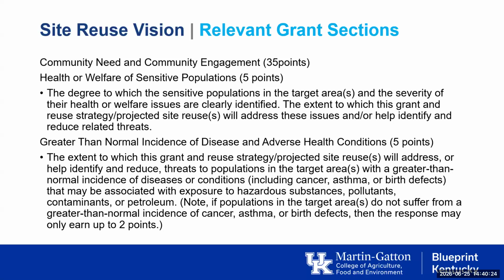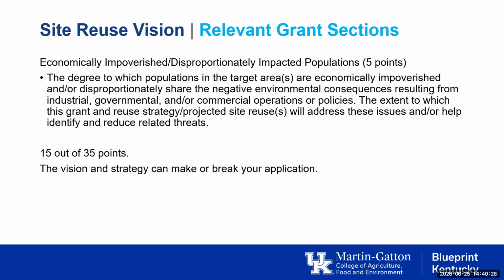But these two sections here each count for five, so 10 points in this. And then this economically impoverished, disproportionately impacted population section, also 5 points. Once again, it mentions your population and how the reuse strategy is going to address issues within the population. So here's another instance where your reuse strategy plays into 15 out of 35 points. So once again, almost half.